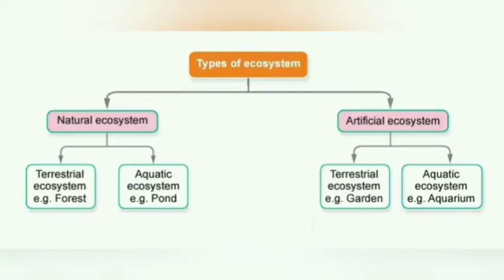The ecosystems can be classified into natural ecosystem and artificial ecosystem. In turn, the natural ecosystem is classified into terrestrial ecosystem and aquatic ecosystem. And the artificial ecosystem is also classified as terrestrial ecosystem and aquatic ecosystem.